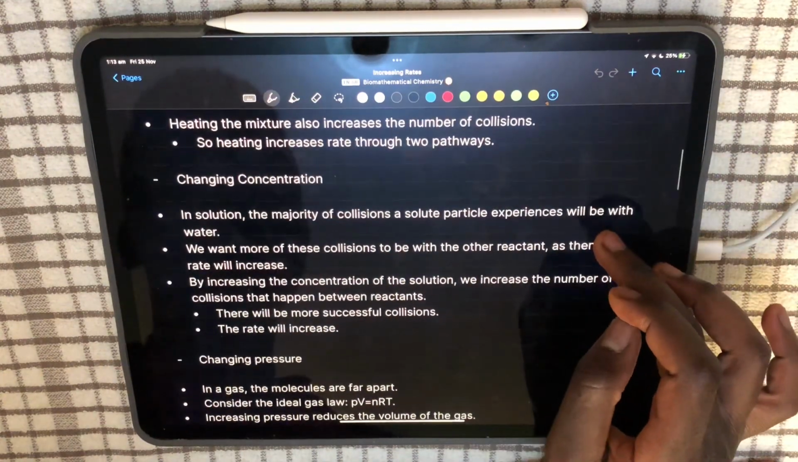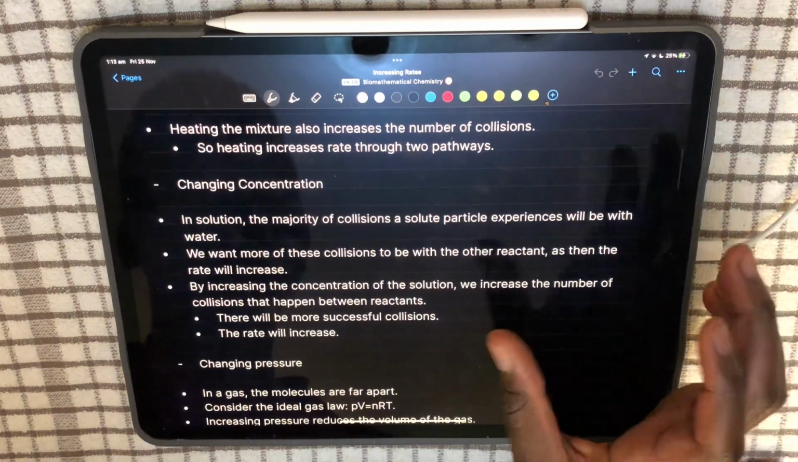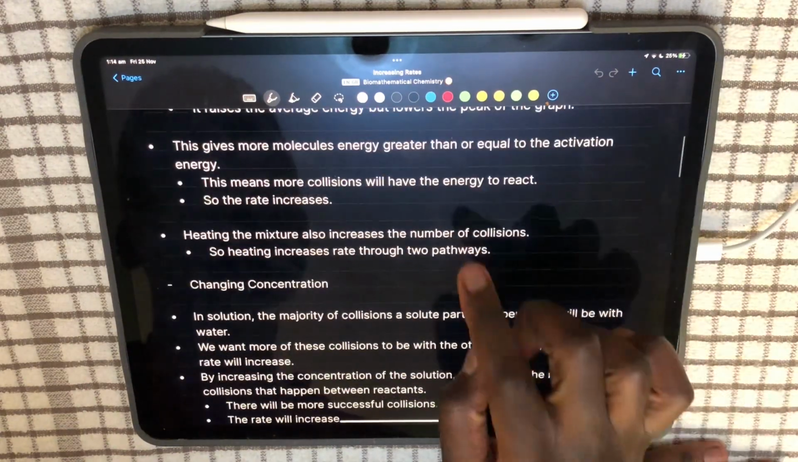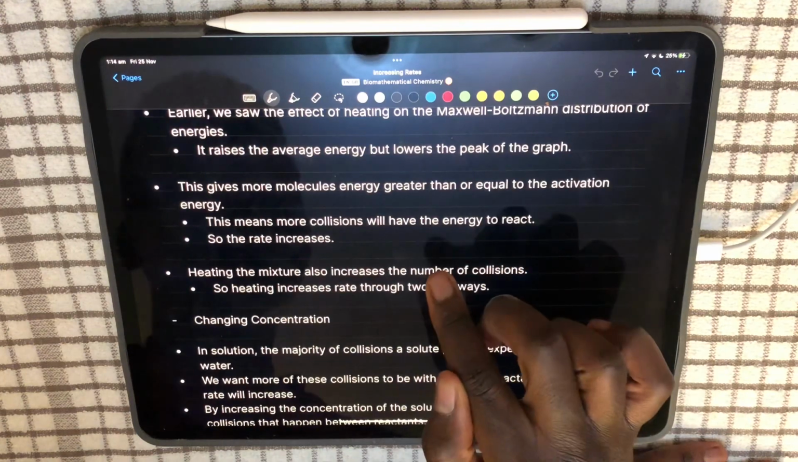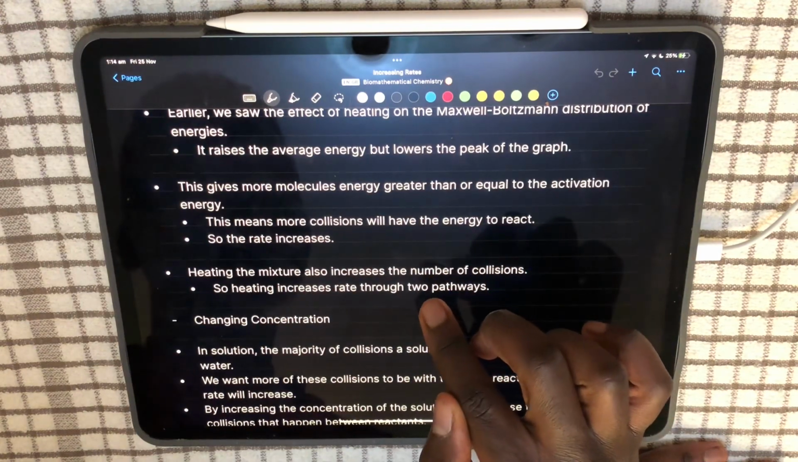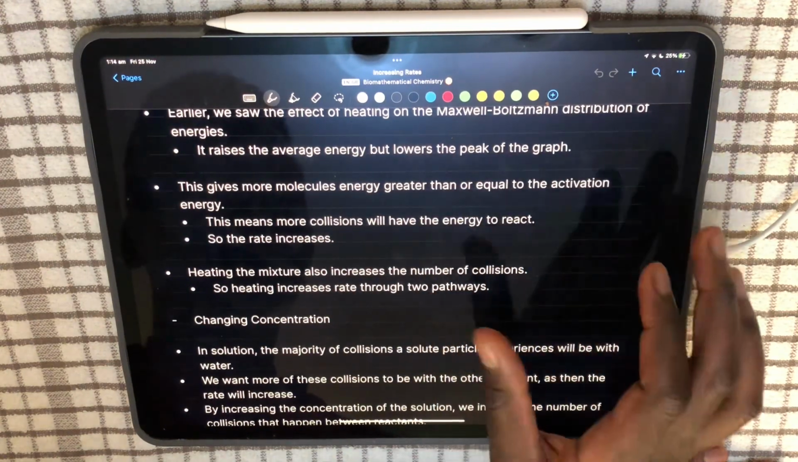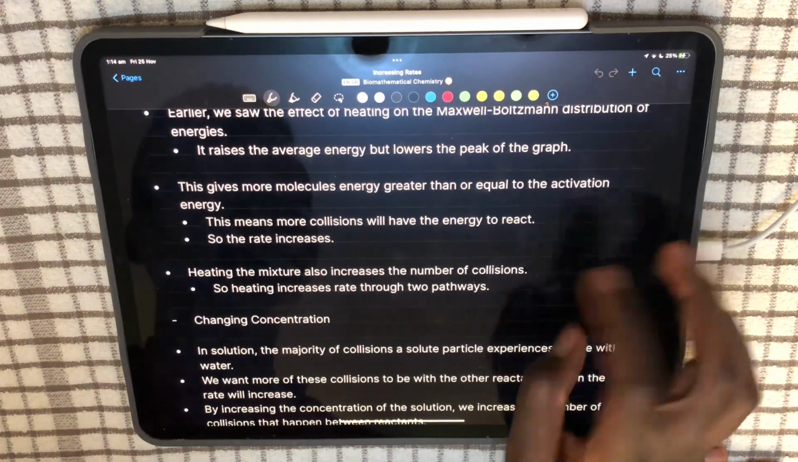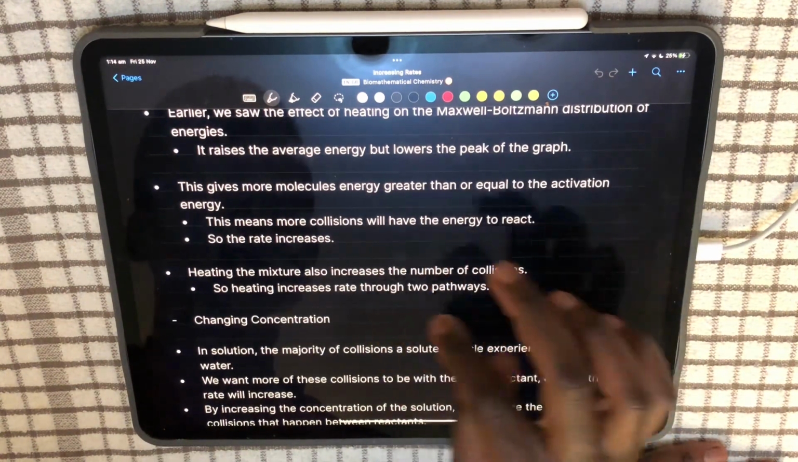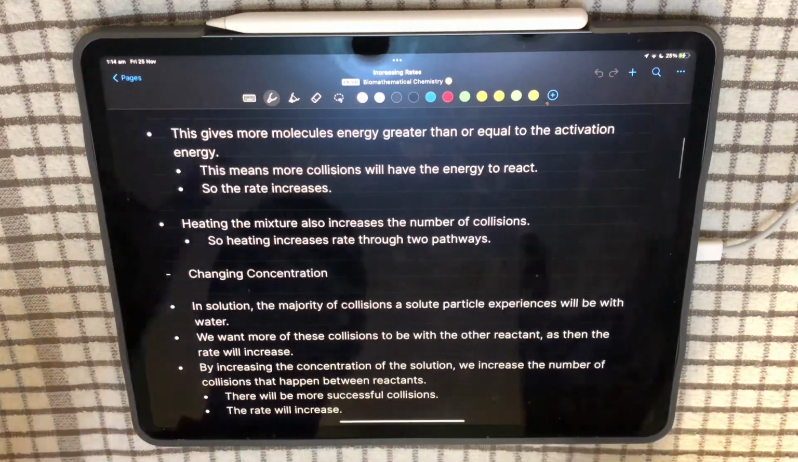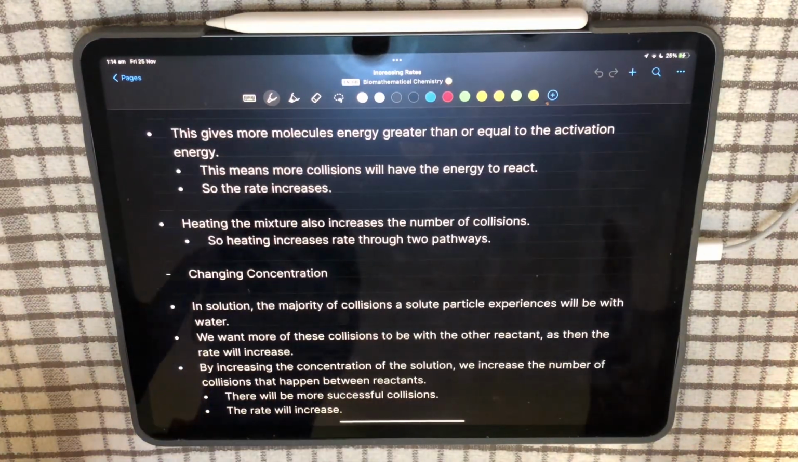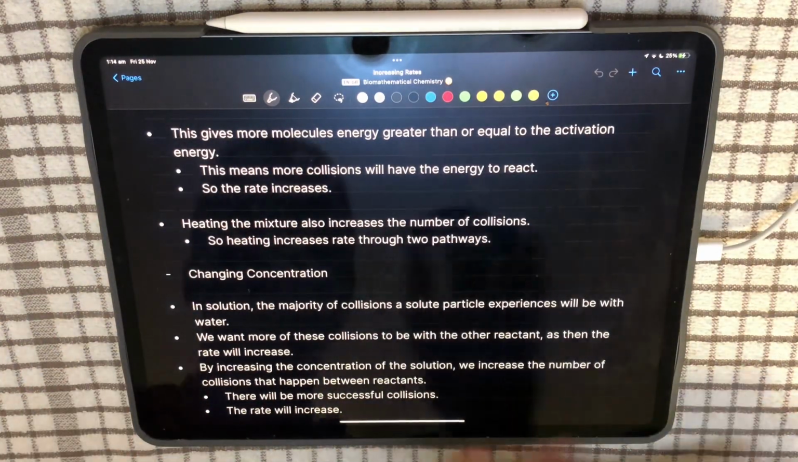Heating the mixture also increases the number of collisions. So heating increases rates through two pathways. Increasing the kinetic energy means that more particles have the activation energy to successfully collide and react. Also, it increases the number of collisions per second, because they have more kinetic energy, so they're more likely to move and collide with one another.